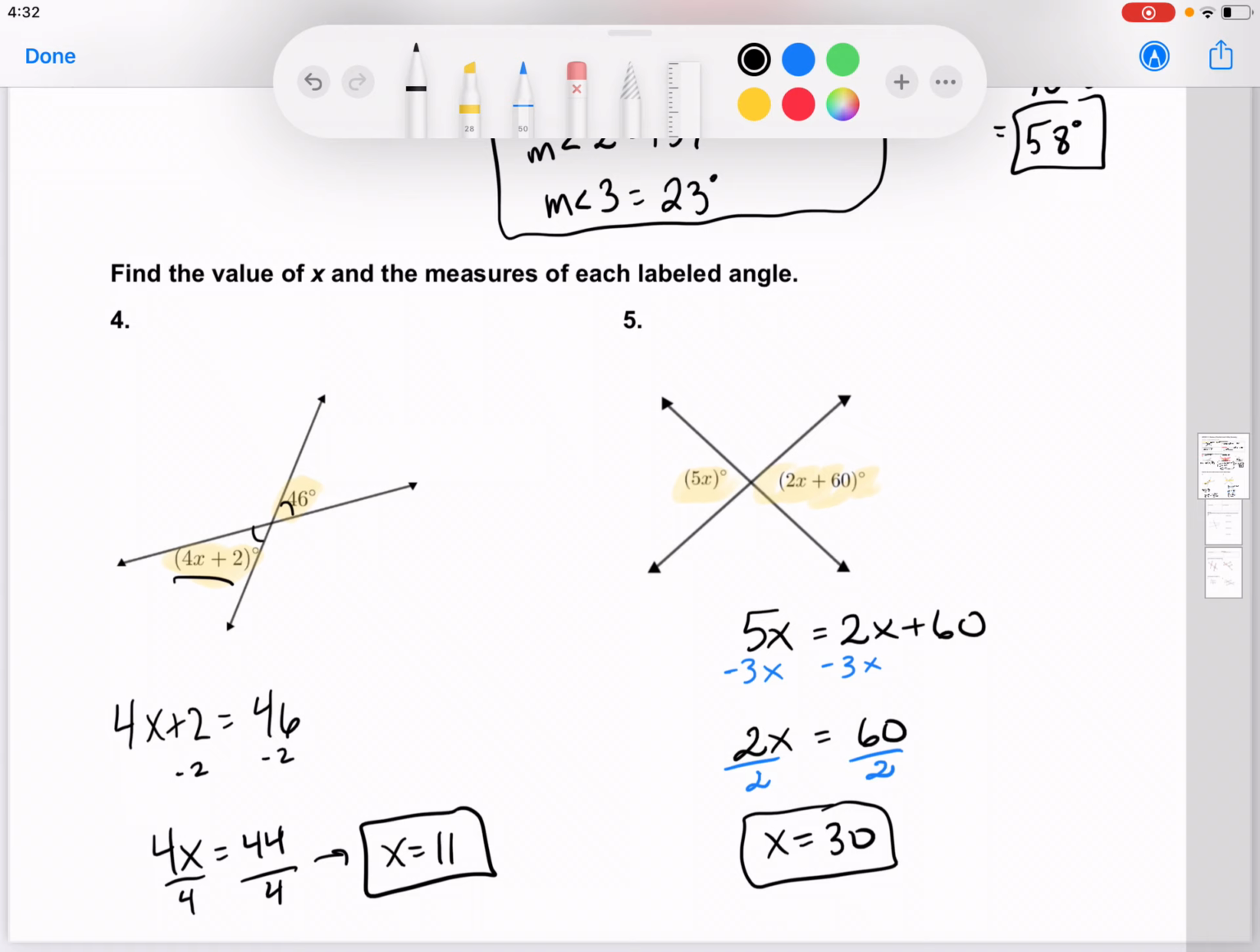Now, it did say in the directions, I just noticed this, to also find the measure of each labeled angle. For number 4, we already know them because it's 46 degrees for both. But for number 5, it's 5x and then 2x plus 60. So all they're saying is plug in that value of x into either one of these to find out what it's equal to. I'll just do it to this one. 5 times 30 is 150 degrees. So that tells us that both angles over here are 150 degrees.